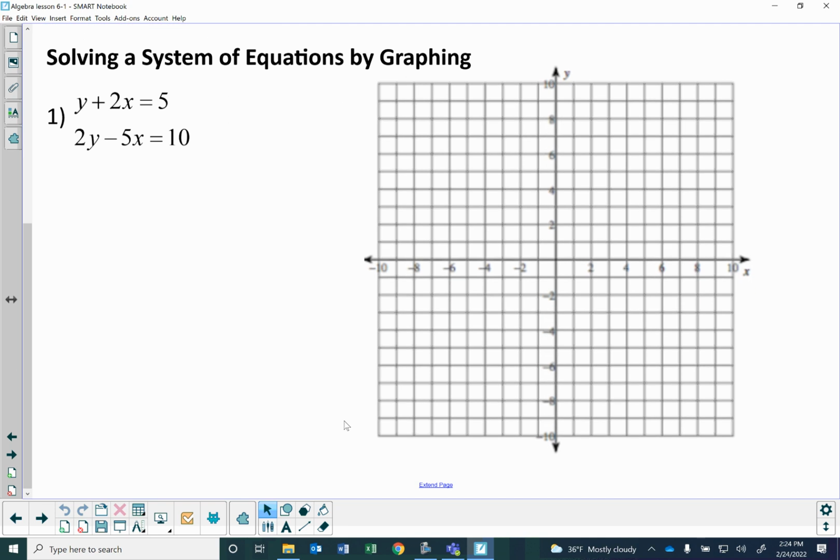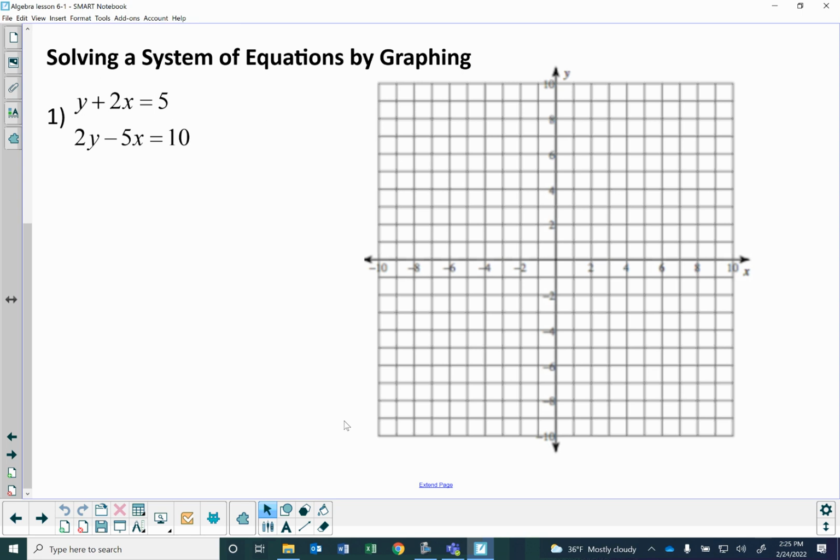So therefore, it's really, really important, I've been harping on you guys for a while, about using a ruler and/or a straight edge to draw your lines, because if you don't have your lines cross in the right spot, because you weren't neat about drawing your lines, it's going to be really hard to determine what your solution is. So let's take a look at this first set of equations. We have 2 equations here. One is y plus 2x equals 5, and the second one is 2y minus 5x equals 10.